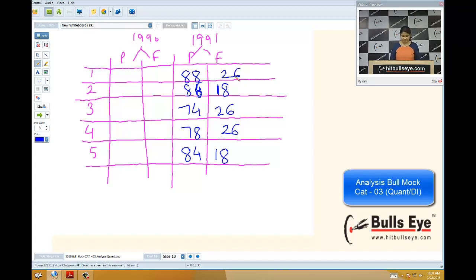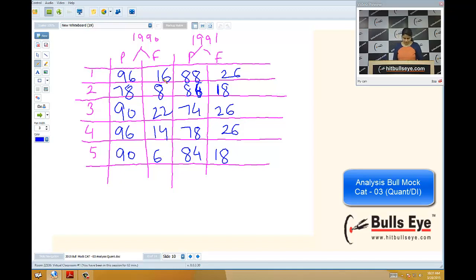Okay, now I'm taking the data for 1991 and I'm writing the pass-fail candidates for 1990. They'll be, bottom will start with 90 and 6, 96 and 14, 90 and 22, 78 and 8, then we have 96 and 60.